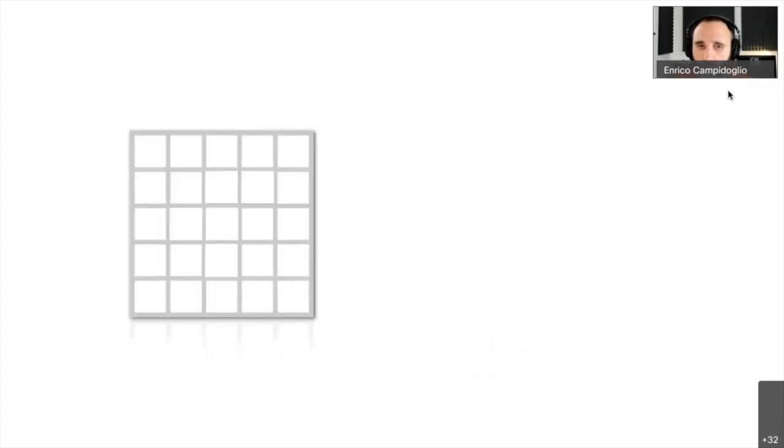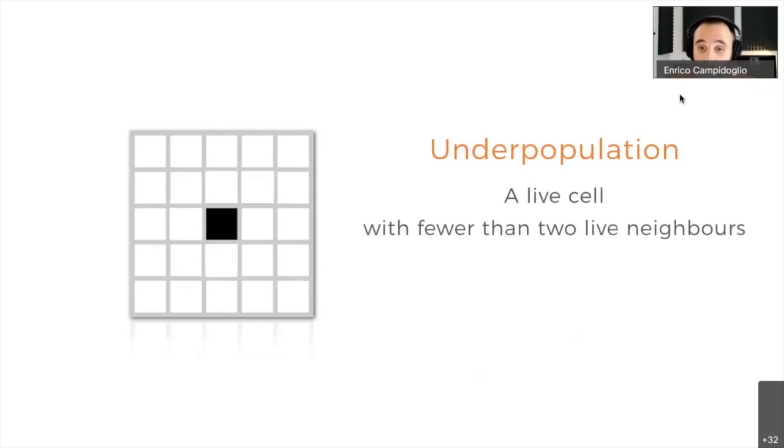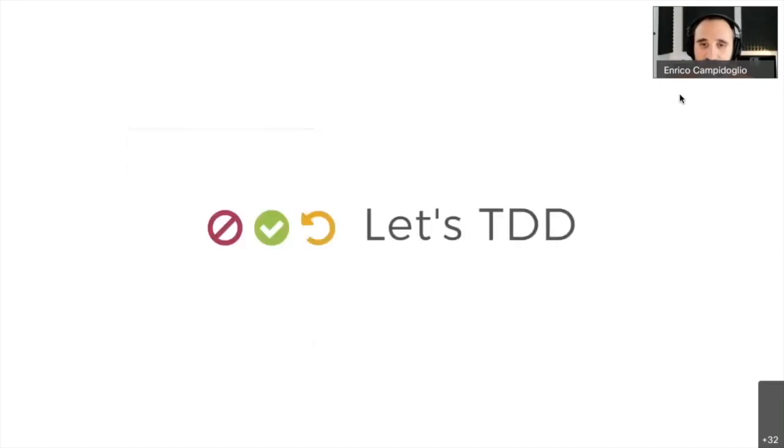Now, we're not going to implement all 4 of these rules, otherwise we'll be here until tomorrow. We're going to implement just one of the 4 rules. And this rule is called the rule of underpopulation, which goes like this. A cell that's alive, but that has fewer than 2 live neighbors, is going to die in the next generation due to underpopulation. So that's the rule we're going to implement. We're going to implement it in C# in a test-driven manner. So without further ado, let's TDD.